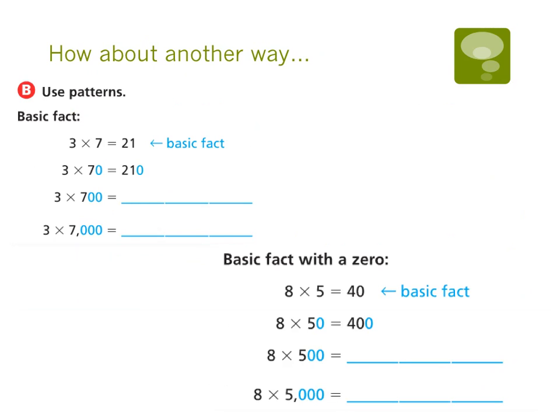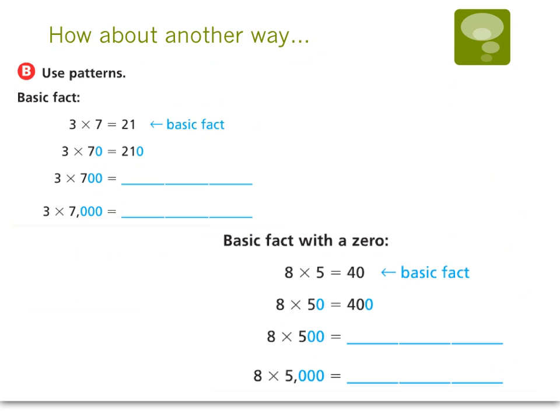Let's take a look at these examples. To multiply using place value, I look for the pattern. First, I find my basic fact. 3 times 7 is 21. And 3 times 70, 3 times 7 is 21. Since 70 has a 0 on it, I need to add that to my answer to get 210.